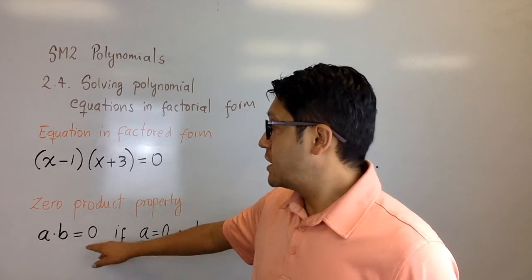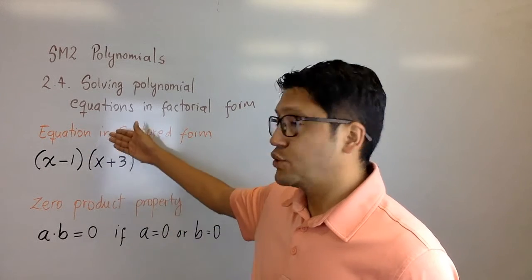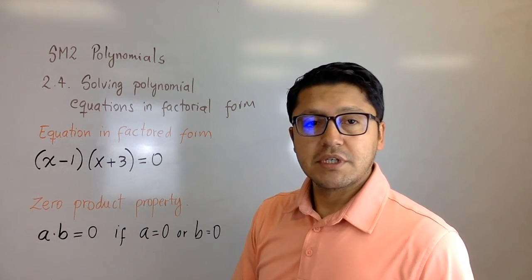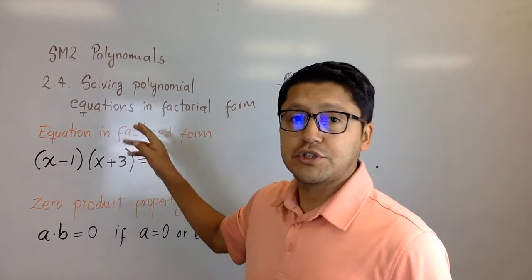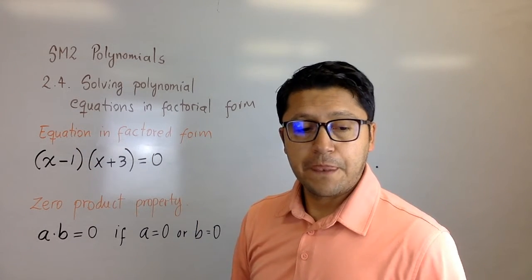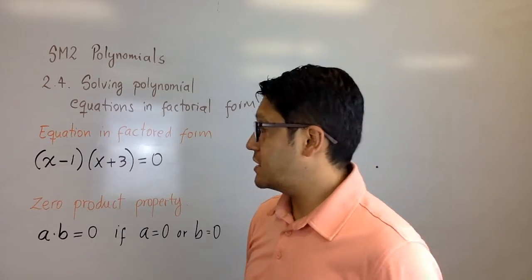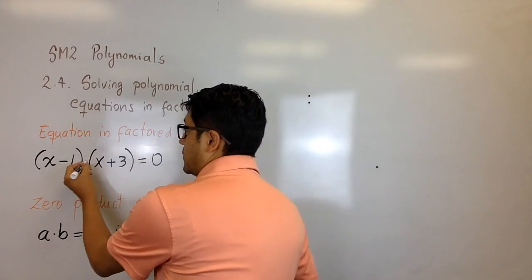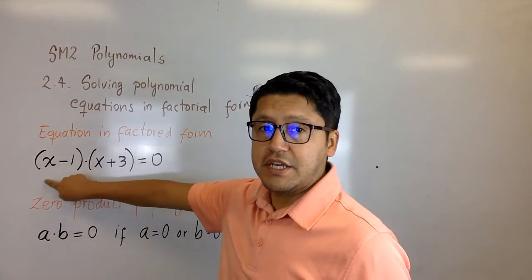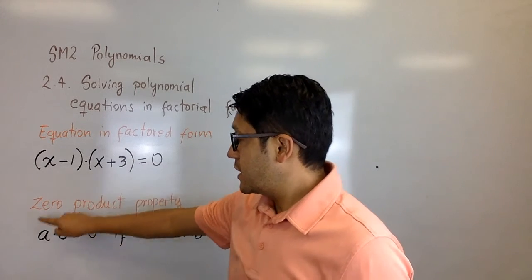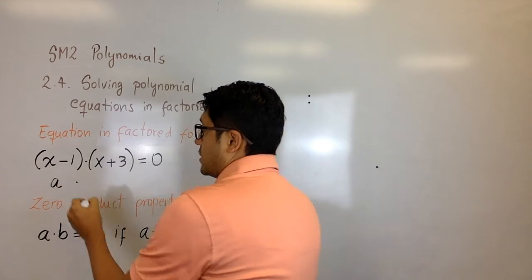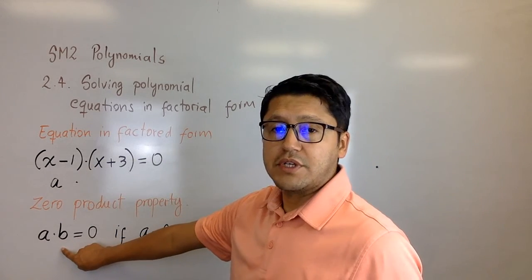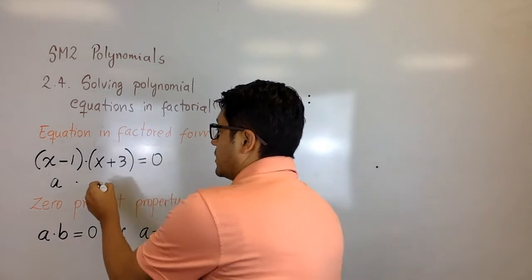Now let's combine these two concepts to understand how to solve this type of equations presented in factored form. Well, you might see that this first factor right here, which is x minus 1, can be represented by the letter A. That is multiplied by this other term that can be represented by the letter B.